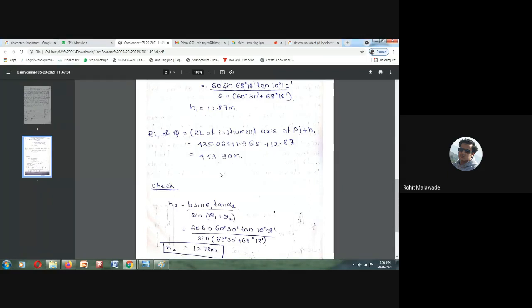The problems are easy, but you need to do the practice in order to solve the problems from trigonometric leveling. If you want to solve the problems on all these things, you need to repeat the things from the textbook, right? And whatever problems we have solved from the textbook, you also need to solve, and from the classes also you need to solve the problems.